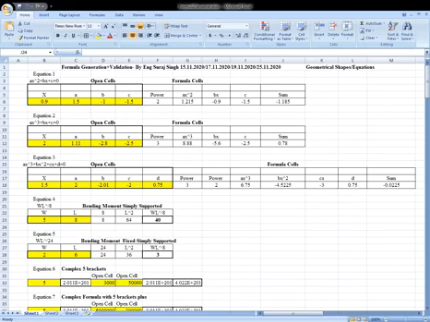Good evening, good day. This is Engineer Suraj speaking from Bharat, India, addressing the whole world regarding formula generation, mathematical formula generation on worksheet or spreadsheet.